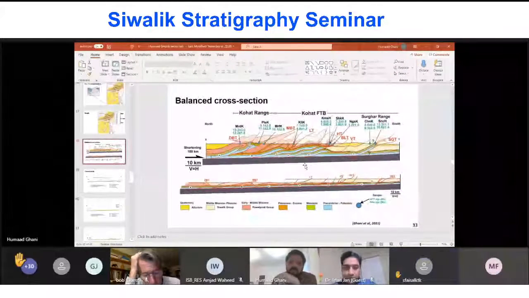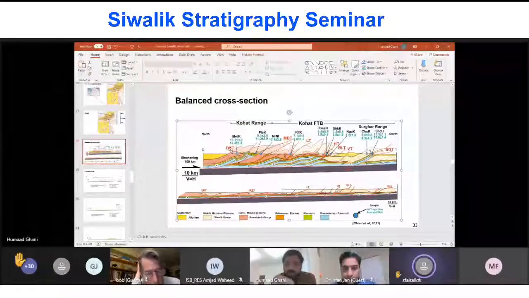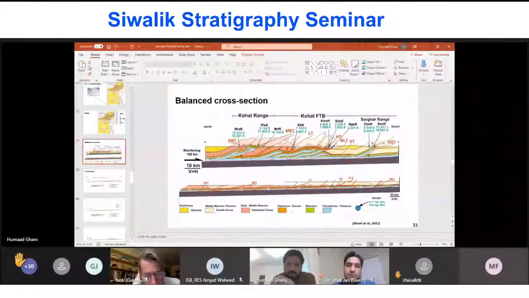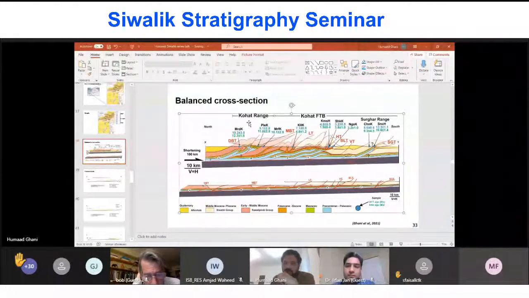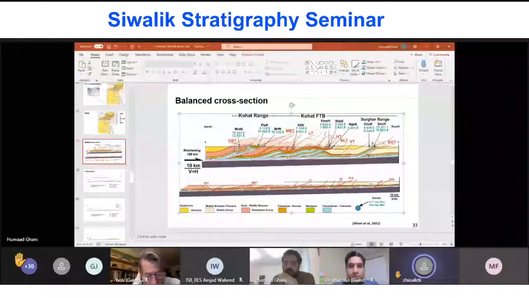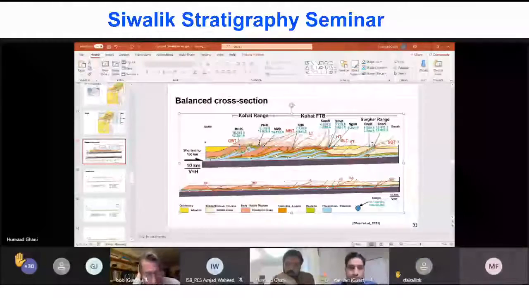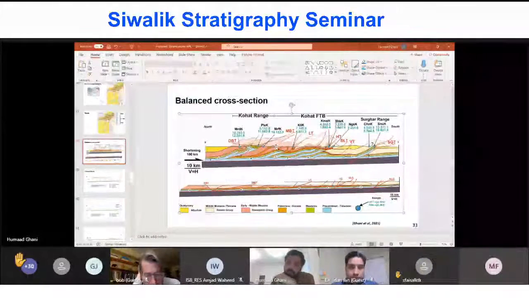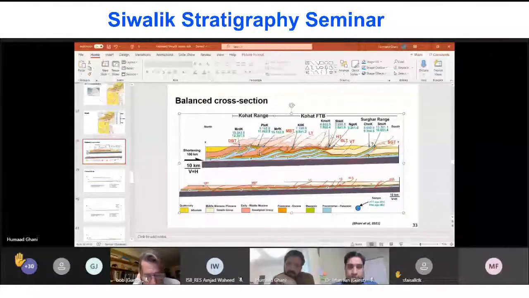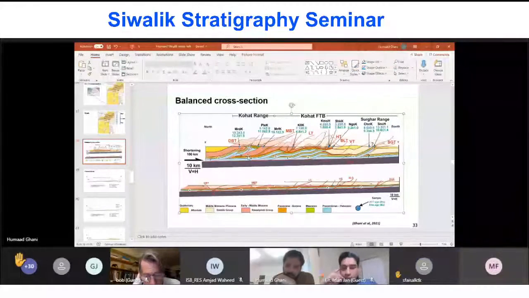So this was the cross section. This is all Murray. And this was one of the reasons I put it down in that way. Can you see the cross section here? Yeah, I can see that. So this is all Murray, which is from where I took it. Okay. So it's there. And one of the reasons why I have to put a lot of Murray below the MBT was to balance the Murray that was available here.